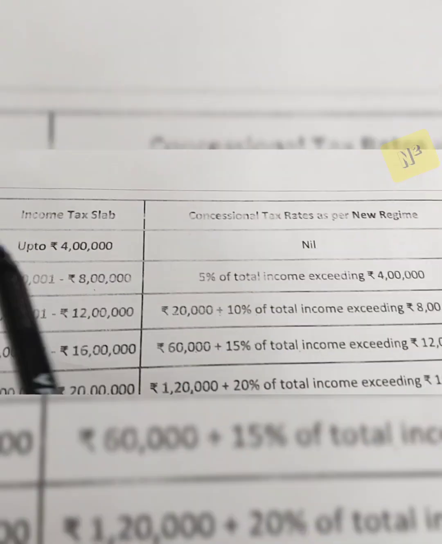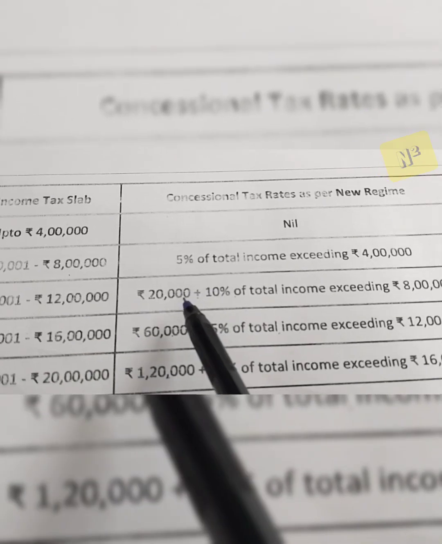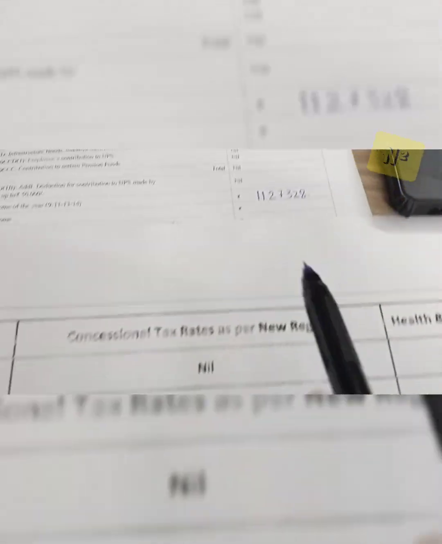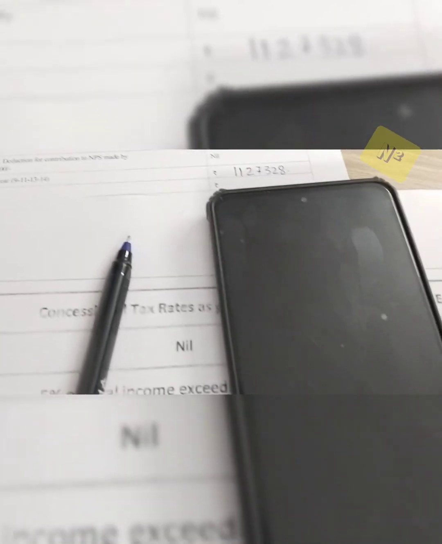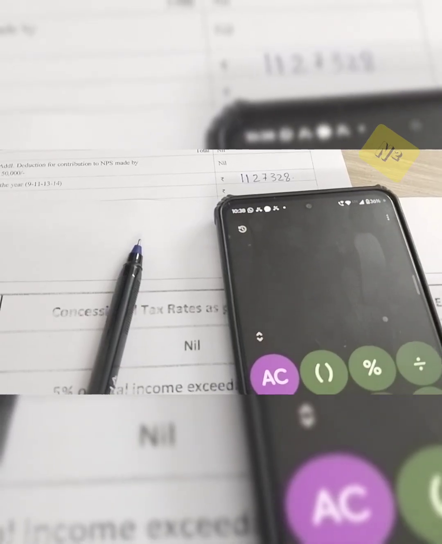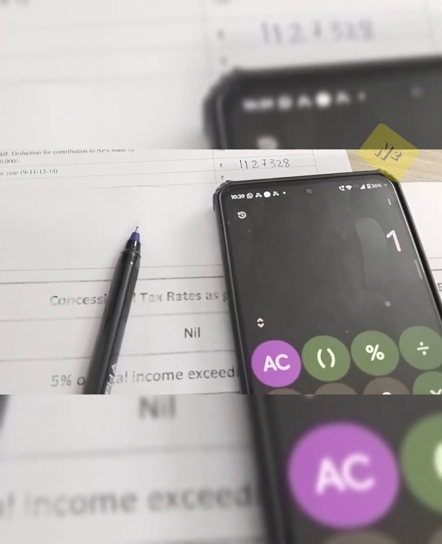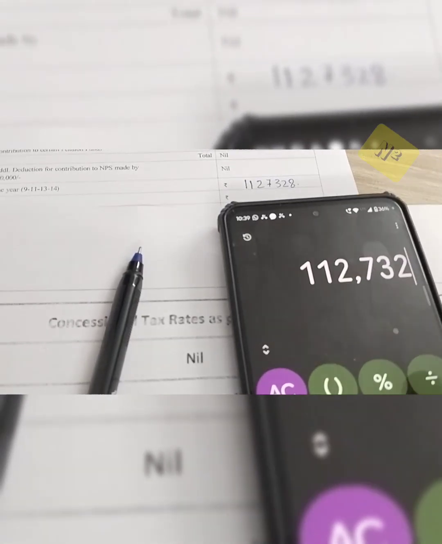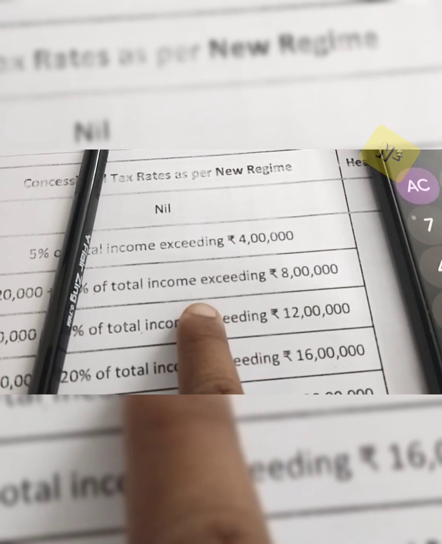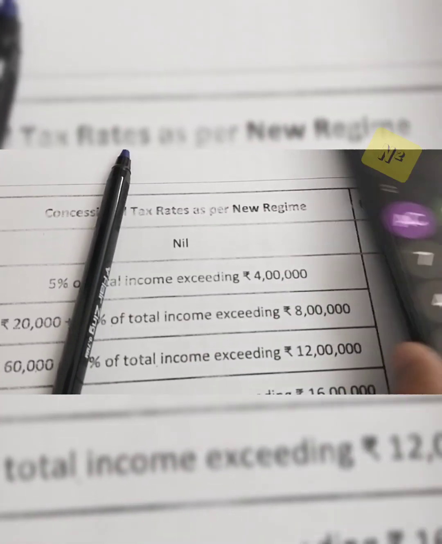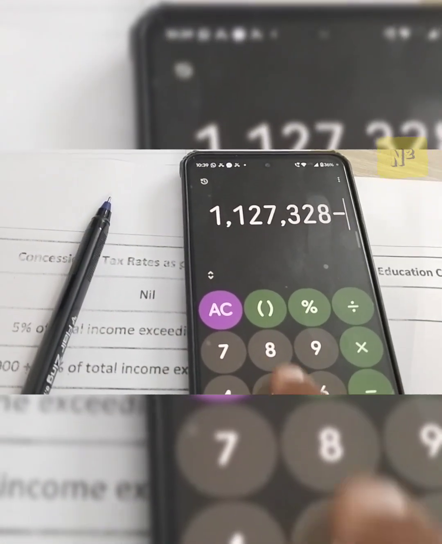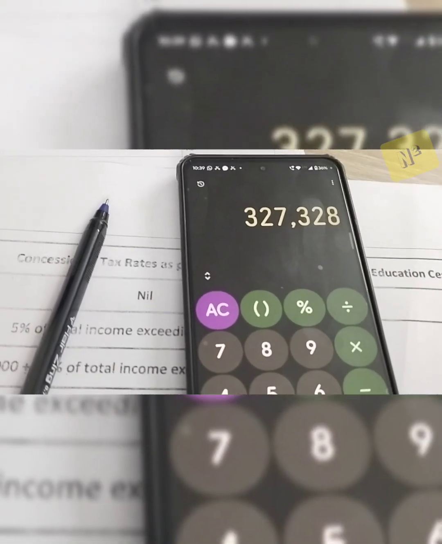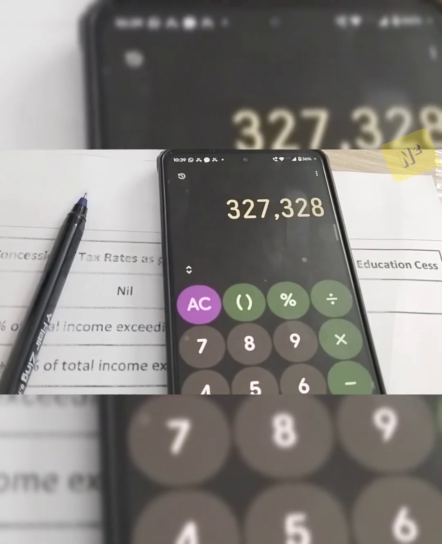So this person's salary falls in this slab. That means we have to calculate the excess value of salary which is exceeding 8 lakhs. Now this person's value of total taxable income is 11 lakhs, right? So we first write this 11 lakh value, 11,27,328. Now we have to calculate the excess value over 8 lakhs, that is minus 8 lakhs. So this is the net excess value over the 8 lakhs slab.